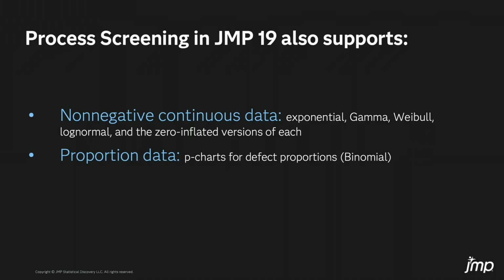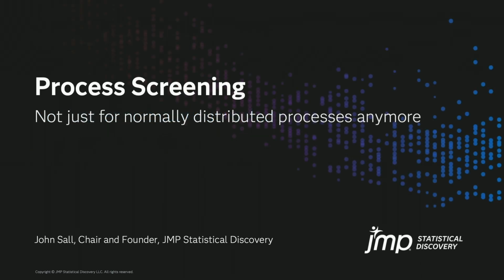Now, in addition to count processes, we also support non-negative continuous data. And for these, the distributions fit are the exponential, the gamma, the Weibull, the log normal, and the zero-inflated versions of each. And we also handle proportion data, p-charts for defect proportions. So there you have process screening, not just for normally distributed processes anymore.